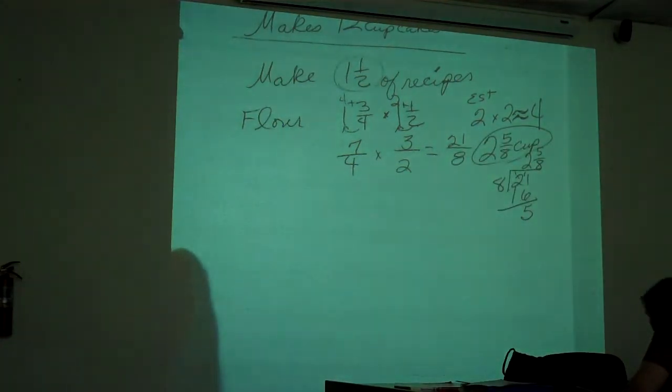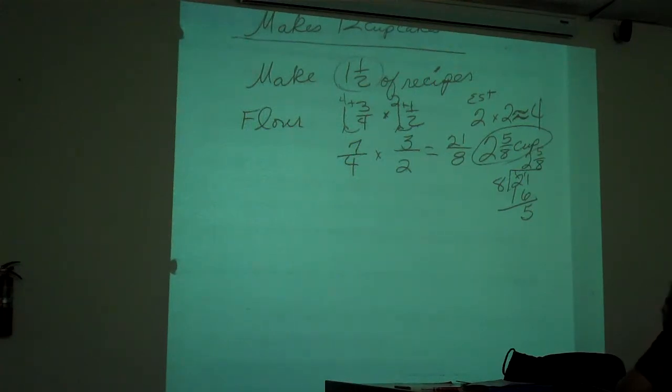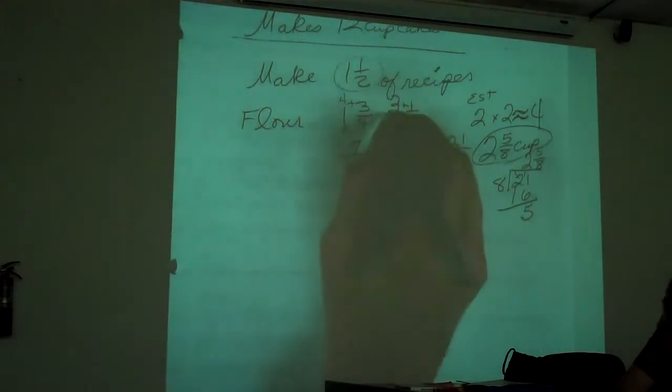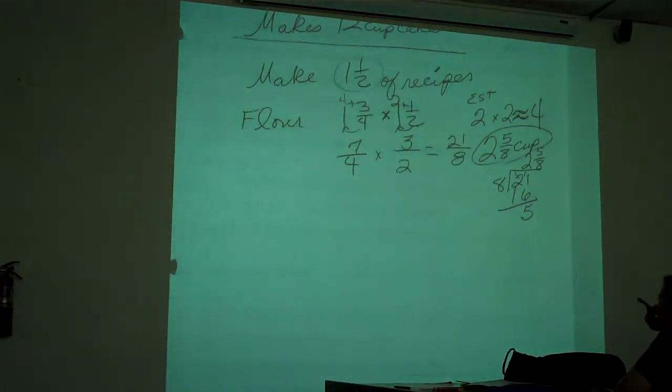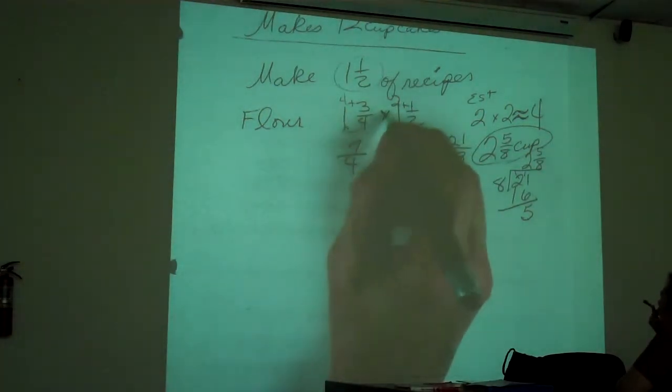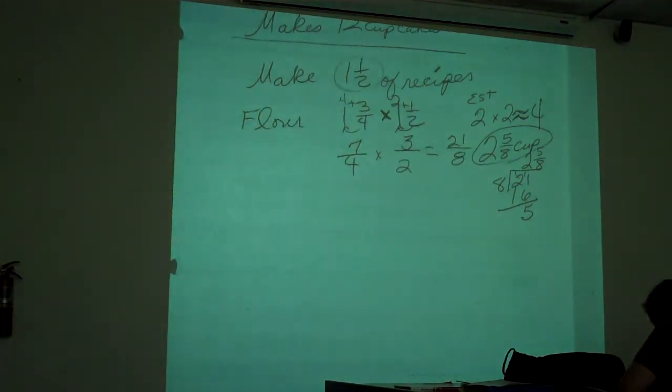So you sure don't want to just estimate and put 4 cups. You're going to have way too much flour. Okay, I get it now. You're not going to flip that? No, we didn't flip because we didn't divide, we multiplied. If it had been divided, we would have had to flip it, make it a reciprocal, only when you're dividing. So on number 26, when you're doing all of the recipe, make sure you're multiplying by 1.5, not dividing.